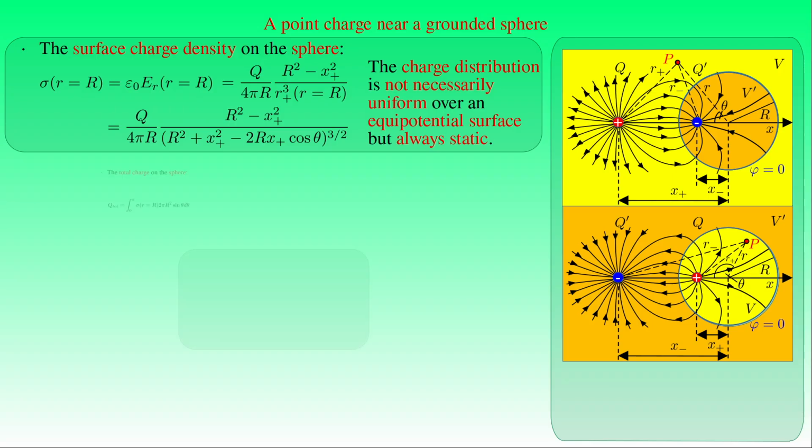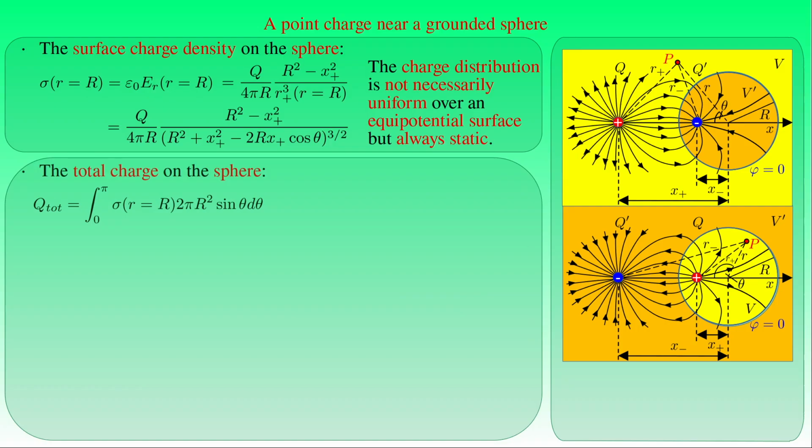The total induced charge over the surface of the grounded sphere can be obtained by integrating the surface charge density sigma over its surface, where the surface area element is given by 2 pi times the square of the radius capital R times sine theta times d theta, and the expression is integrated with respect to the polar angle theta from 0 to pi. If we substitute the expression derived for the surface charge density sigma into the integral, then we can write the total charge over the sphere as q over 2 times the difference between capital R squared and x sub plus squared, times the integral of capital R times sine theta over the cube of R sub plus evaluated at capital R, with respect to theta from 0 to pi.